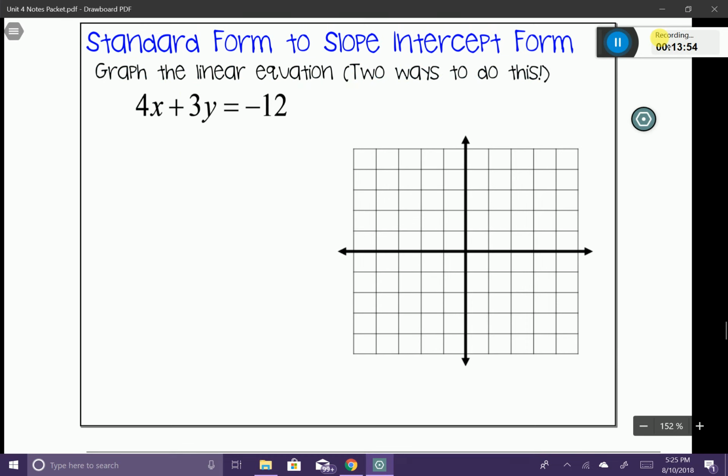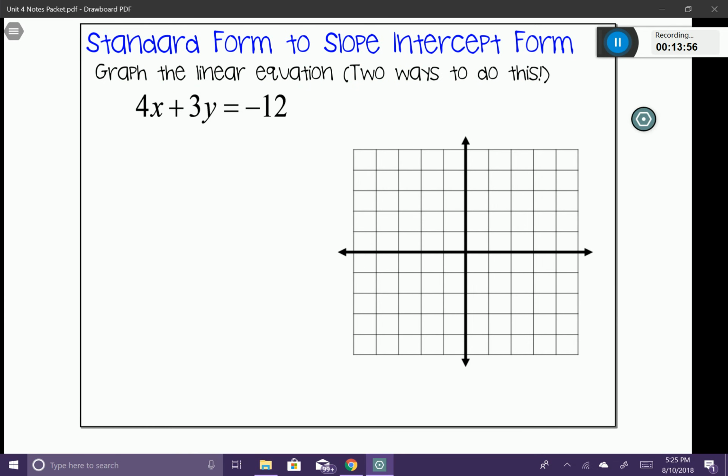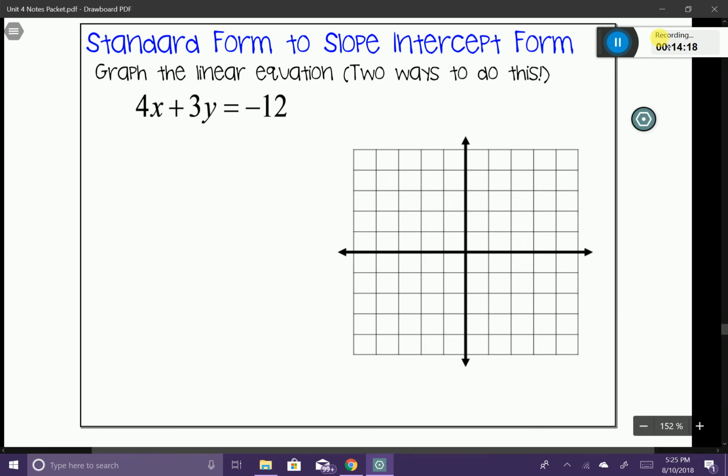Okay, now I want to show you how to graph it, and this is really cool because this is going to go back to a concept that we talked about a little while ago with intercepts. So it says graph the linear equation, and there's 2 ways to do this. So here is the first way. I'm going to go back to what we talked about with intercepts. Do you remember when we graphed x and y intercepts? If you remember correctly, when you're looking for the x-intercept, you're going to substitute 0 in for y. And when you're looking for the y-intercept, you're going to substitute 0 in for x.